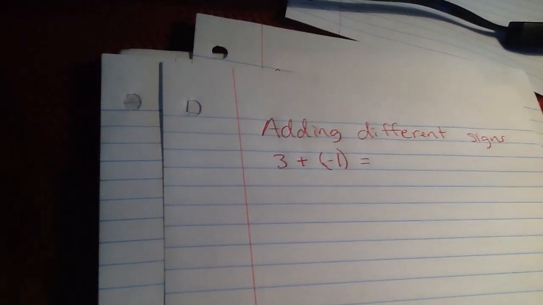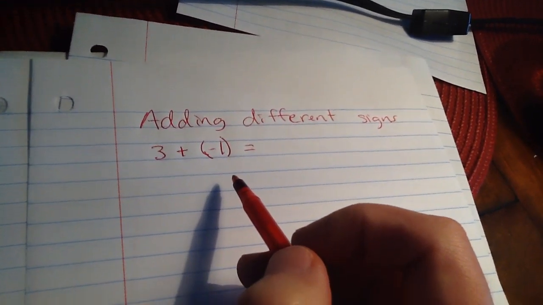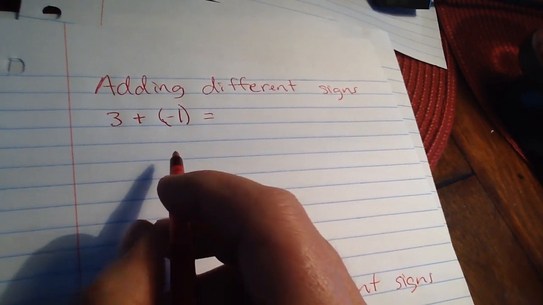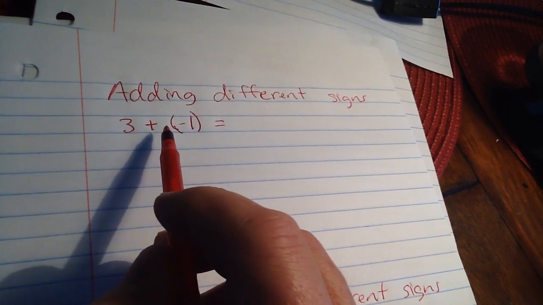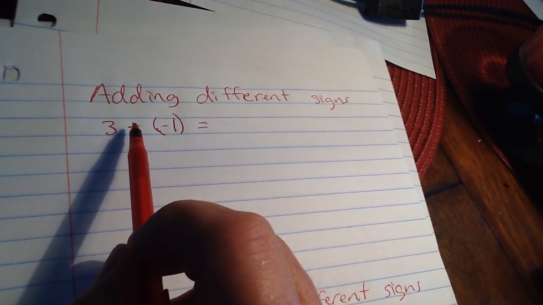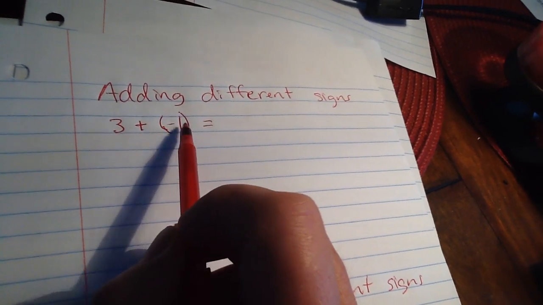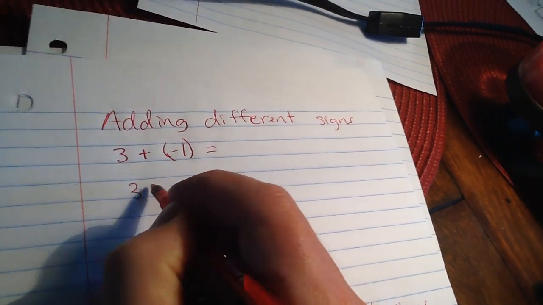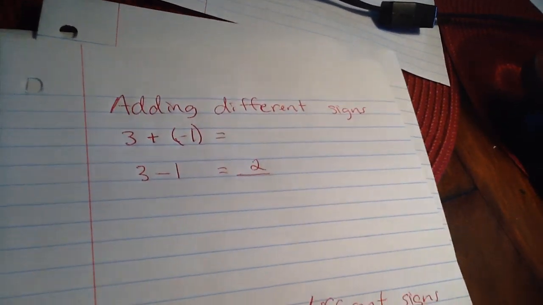Alright, now, adding different signs. This is where it gets a little tricky. You can't just do what you would normally think you would do. And there's not necessarily a rule to this. You just kind of have to, and we'll get into that. Alright, 3 plus a negative 1. So basically you've got multiplication here, a positive times a negative. So it's basically 3 minus 1. It's going to be 2.